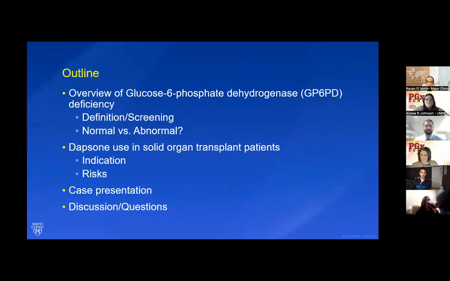And just for an outline, today the plan is really to learn about the overview of G6PD, the history of the discovery, what is it, how do we screen it, what is normal versus abnormal activity when it comes to the testing, and also we will dive into the relationship of Dapsone and G6PD deficient patients. What kind of drug-gene interaction is there, and how can we avoid it? And the case is specifically about a solid organ transplant patient. So this will be our focus. And then we will end with the case presentation, discussion, and questions.